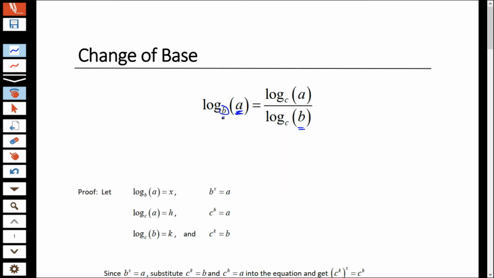So we're going to take the log base b of a and set that equal to x. That way, b to the x is equal to a, because this log equation is equivalent to this exponential equation. It's just written in a different form, right? Then we take the top log, log base c of a, and set that equal to h, and the bottom log and set it equal to k, and you've got their exponential expressions here, right? So we need to manipulate these things in order to prove that one side is equal to the other. So here's how we do it.